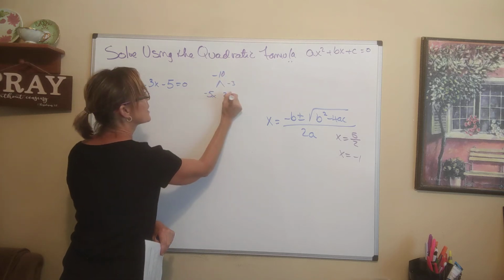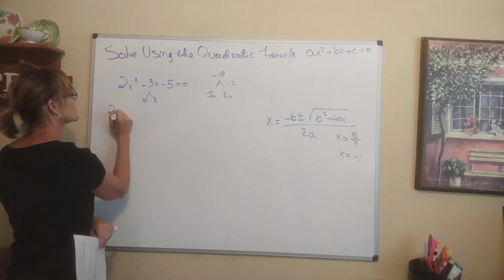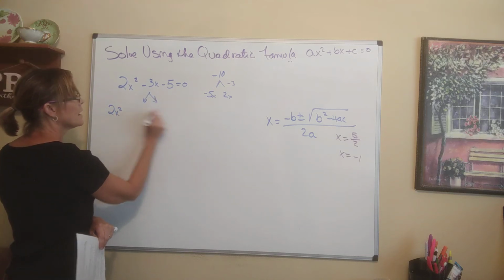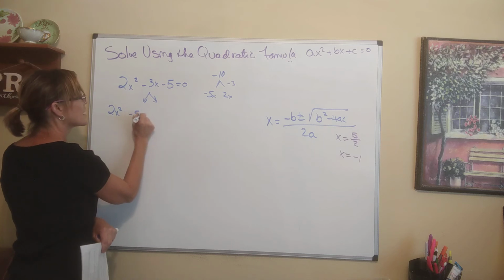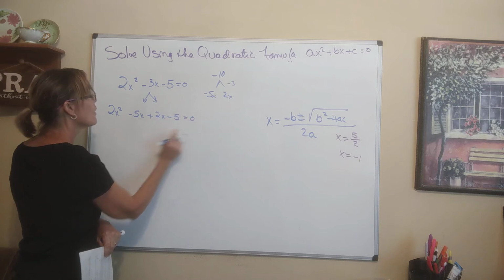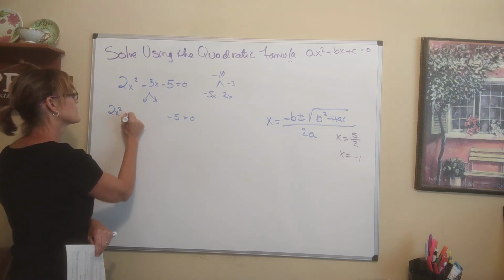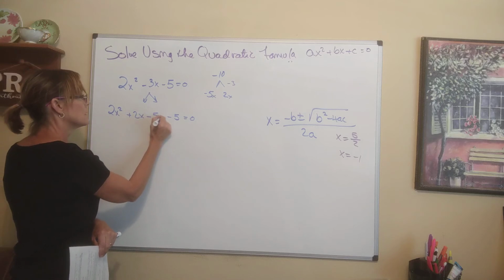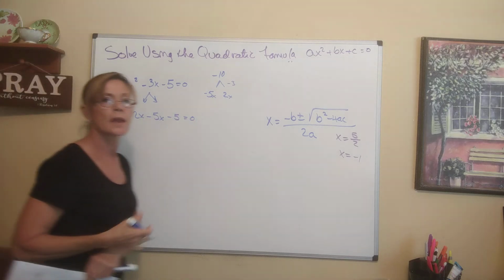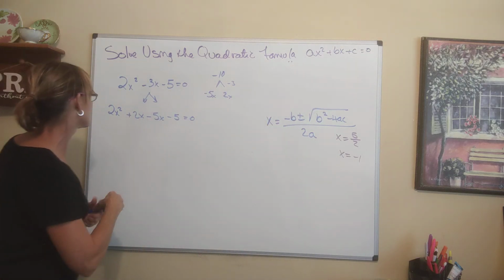So I need to rewrite my middle term into what I chose that to be. 2x squared, I'm going to say minus 5x plus 2x minus 5 is 0. Or if you wanted to switch these and say plus 2x minus 5x, it wouldn't matter what order you write them down. Either way, it's going to factor correctly. So if we wrote it down that way, that's fine.